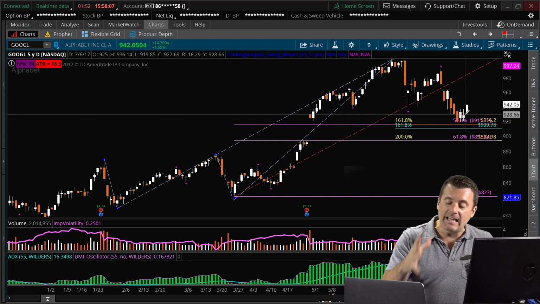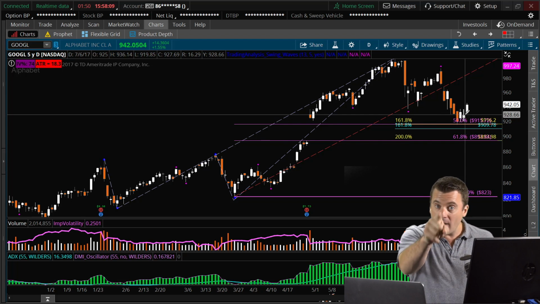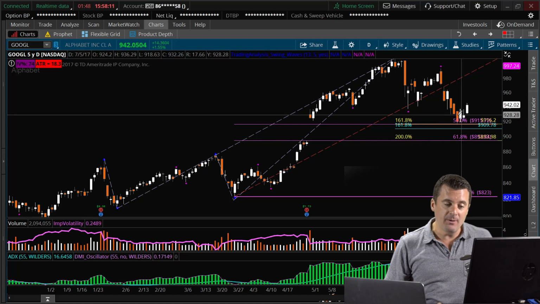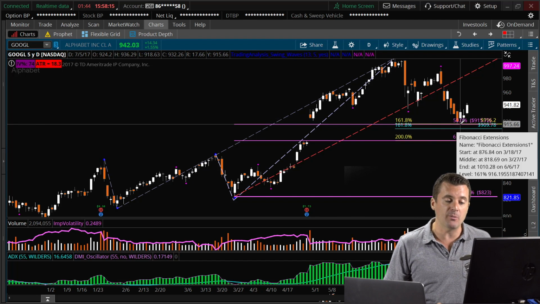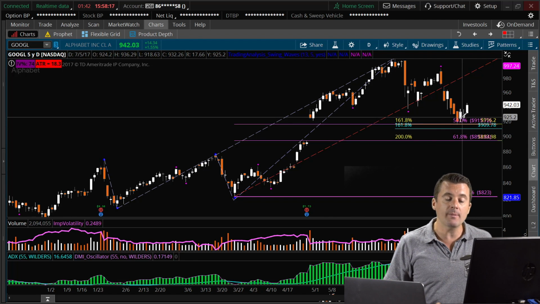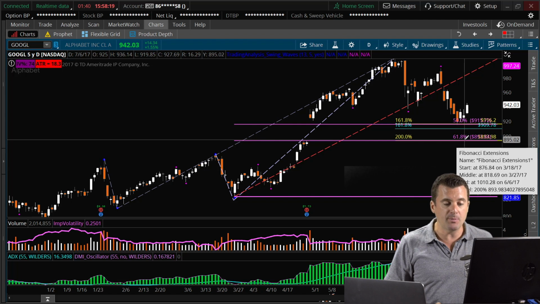I'm a little late recording this video. My ideal entry was back here in one of these 2 candles that have held that Fibonacci support zone. That's support. This is where you want to be long. You want to put a stop just below this market.